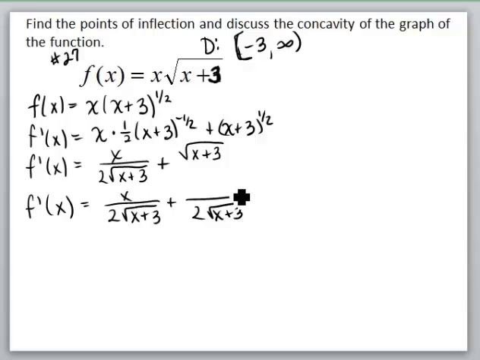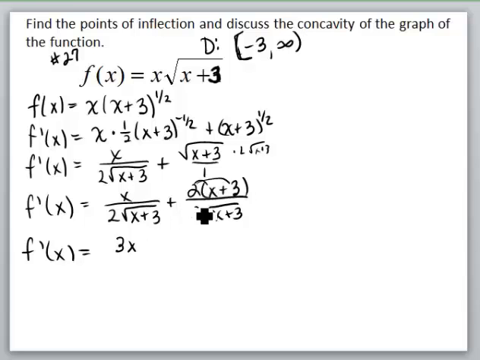This one doesn't change, however, this one was over 1. So when I multiplied the top by 2 square root of x plus 3, I ended up getting 2 times x plus 3. So my first derivative will be rewritten as, this is x plus 2x, so 3x, and then I have plus 6, so I'm distributing those through, all over 2 square root of x plus 3.